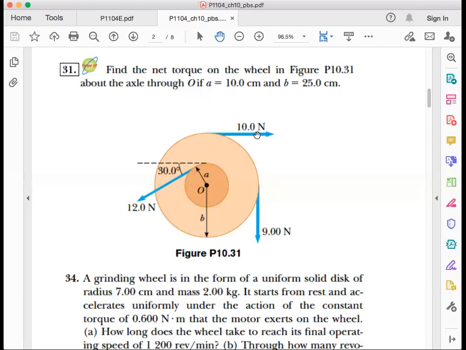So let's continue with problem 31. You have to find the net torque on the wheel in this figure. You have to find the net torque about the axle through O, which is the point here, if the inner radius A is given by 10 centimeter and the outer radius is given by B equals 25 centimeter. So this object rotates about the axis passing through O, perpendicular to the page.